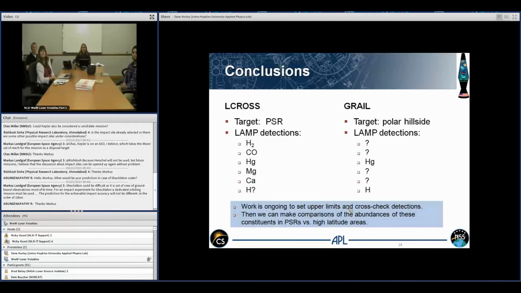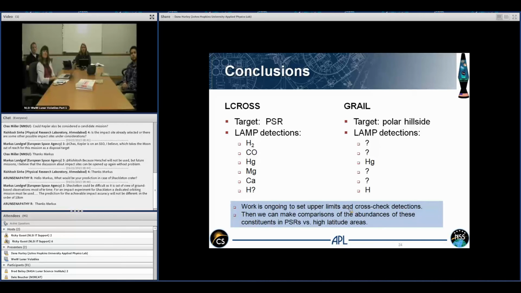So work is ongoing to set upper limits for abundances and also to cross-check detections. And once we do that, we can make comparisons of the abundance of the constituents at the LCROSS site and the GRAIL site. But it's interesting that mercury is common to both. Hydrogen in atomic form at GRAIL leads us to need to go back to the LCROSS observations to see if there was a signal of Lyman alpha there that we missed.